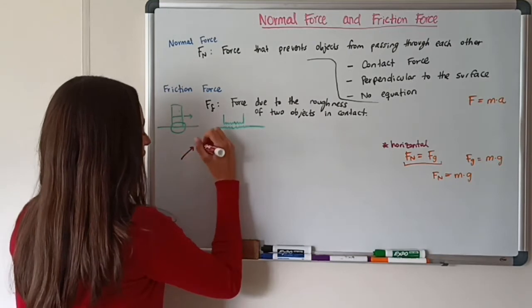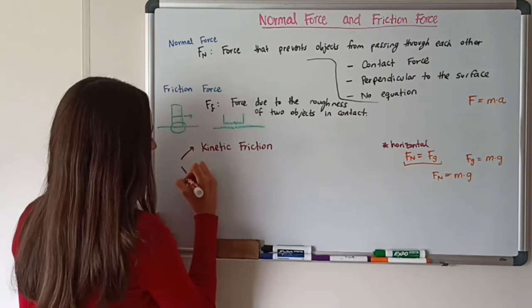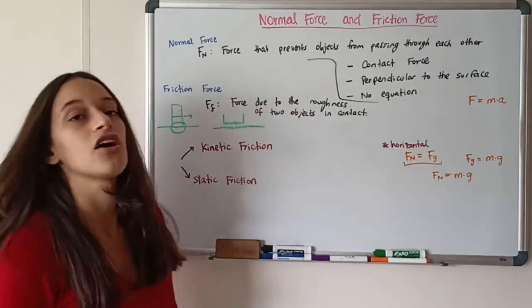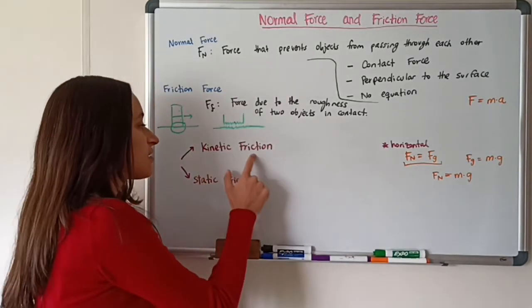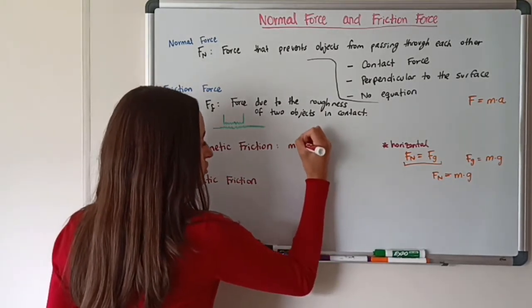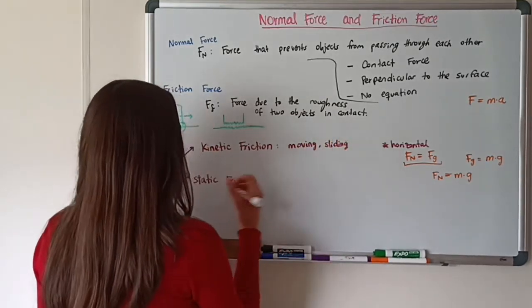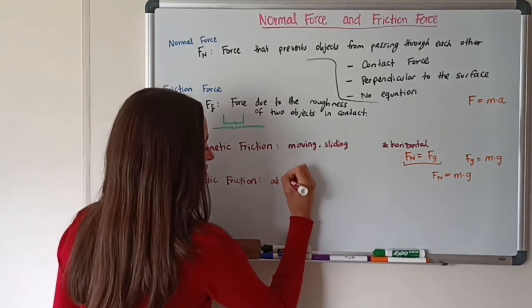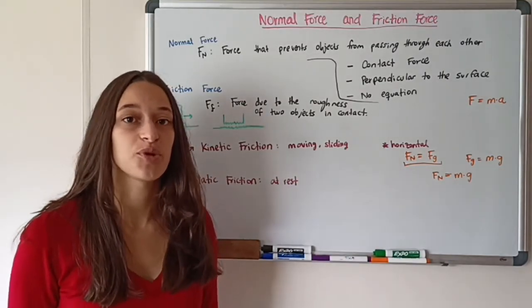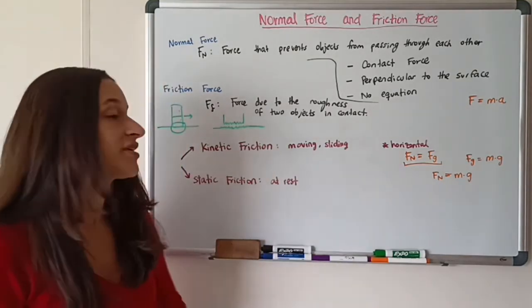We have kinetic friction, which is one of the types, and we have static friction. Their names might give you a hint on what each one is about. Kinetic friction is when an object is moving, so this has to do with moving or sliding, while static friction is when an object is at rest. So you can always think, is the object moving? It's probably undergoing kinetic friction. Is the object not moving? It's probably undergoing static friction.